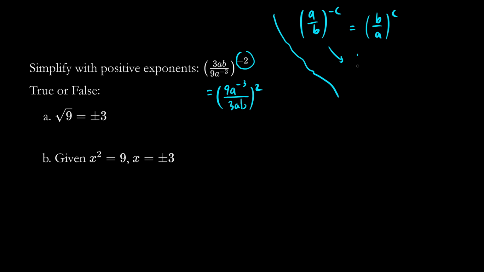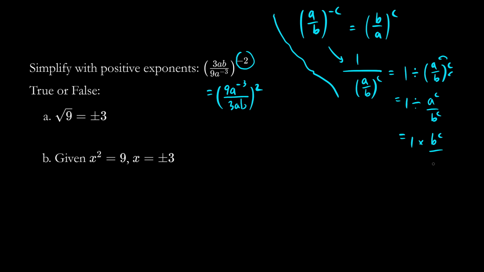Negative exponent means 1 over that base, all to the positive version of that exponent. When we say 1 divided by something, that's equivalent to saying 1 divided by, using exponent laws, a to the c over b to the c. This is the same thing as saying 1 times the reciprocal, which is b to the c over a to the c.